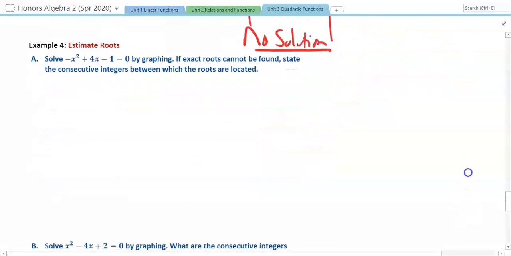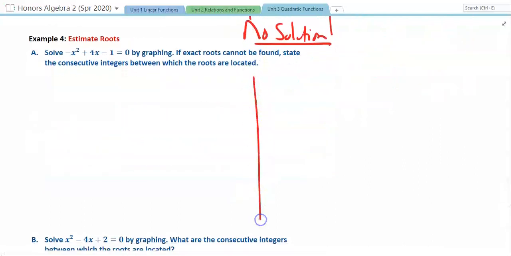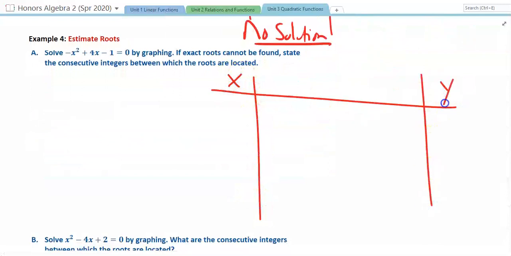All right, so let's look at example 4. Estimating the roots. So solve negative x squared plus 4x minus 1 is equal to 0 by graphing. If the exact roots can't be found, state the consecutive integers between which they're located. And so for this, I would go to a graphing tool like your graphing calculators. You could do a table here, and it's not too hard to do a table with this. Again, it'd be a little easier if I had a working pen this morning, but that's what happens when I'm recording this still from Florida, so y'all have this video today.